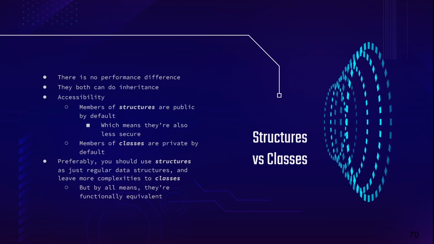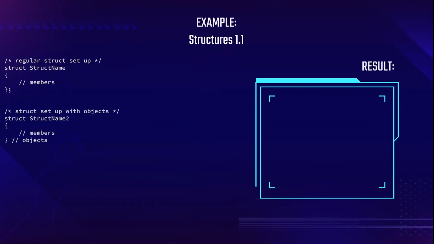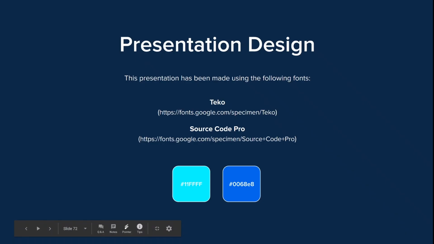So let's write up a structure, right? We use the keyword struct, and we write whatever members we want in there. It's the same as a class, with some members. We get the objects. So if we want to put objects together, we have our members, and then we write the objects at the end. Again, we use a semicolon for the setup, and then for the objects, we have the semicolon at the end here.